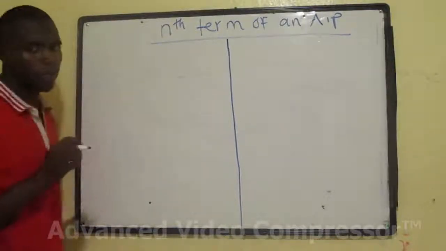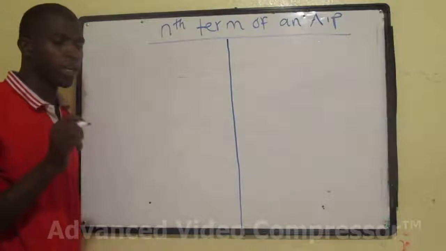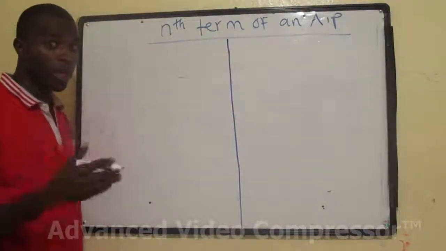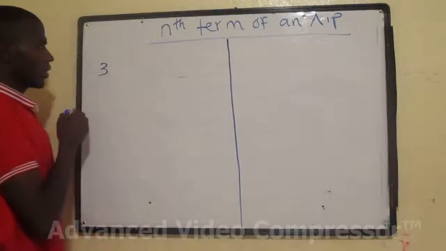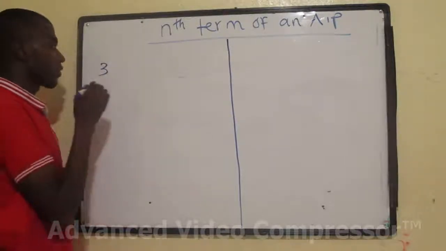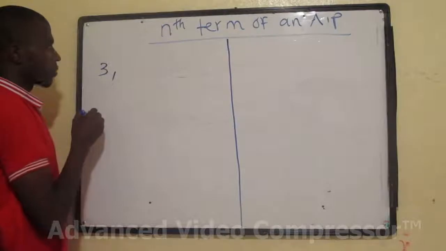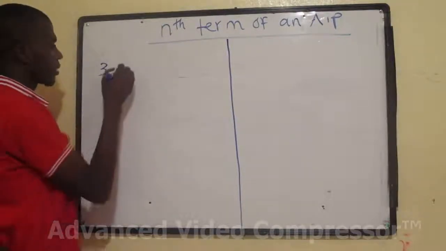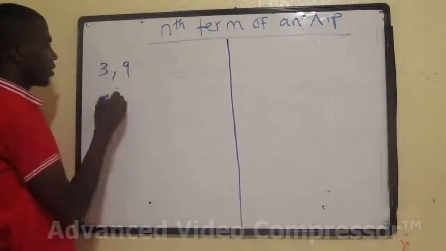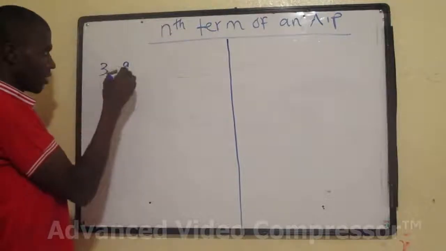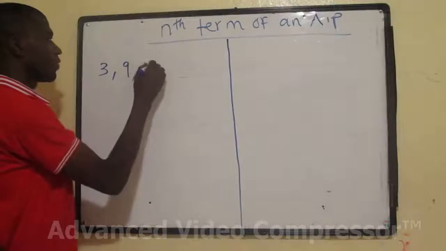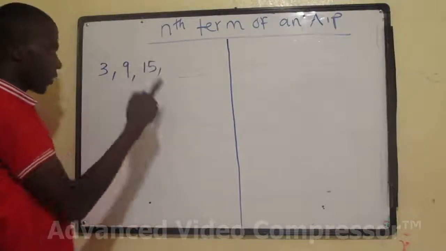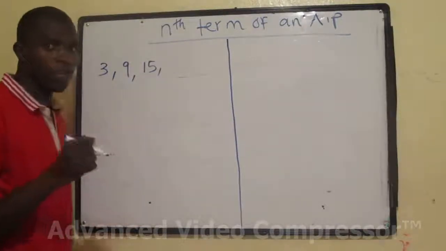Take for example, we have an AP. I think we know what we mean when we say an AP. We said an AP is a sequence in which we add a constant. So take we have 3 as our first term. This is referred to as the first term. Then our next term is 9. So 3 to 9. Then after which we have the next term as 15. So these are the first 3 terms of the sequence.